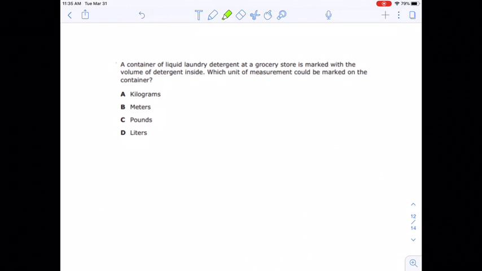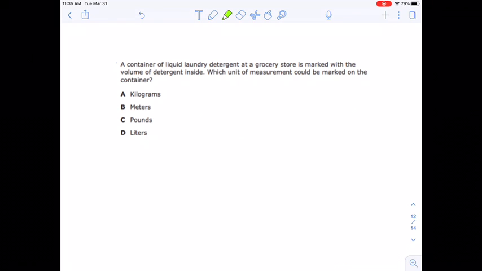So here's our first one, and I want you to think of what is some really important information in this question. A container of liquid laundry detergent at a grocery store is marked with the volume of detergent inside. Which unit of measure could be marked on the container? What are some things that you see that seem really important?